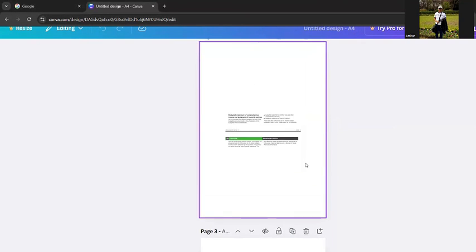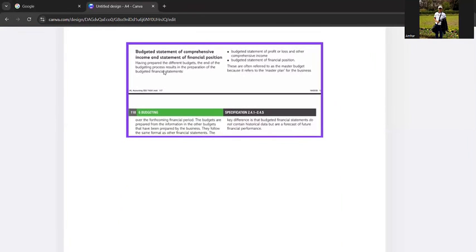Now look at this. Budgeted statement of comprehensive income and statement of financial position. So even in budgets, there is a statement of comprehensive income and SOFP. Having prepared the different budgets, the end of the budgeting process results in the preparation of the budgeted financial statements. So after preparing the sales budget, purchases budget, all those budgets, at the end of the period, we will be preparing the statement of comprehensive income plus the statement of financial position also. These are two things that we will prepare.